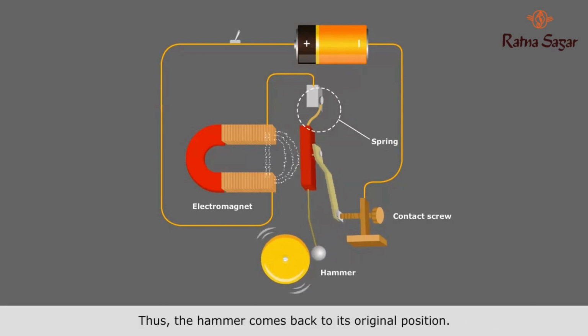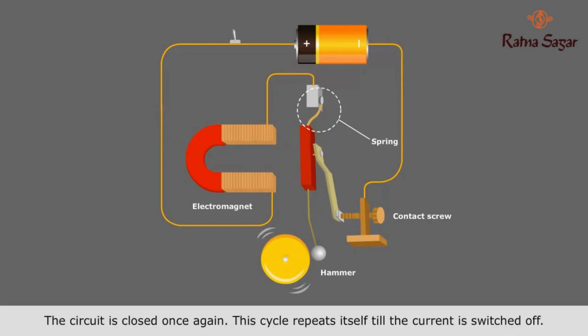Thus, the hammer comes back to its original position. The circuit is closed once again. This cycle repeats itself till the current is switched off.